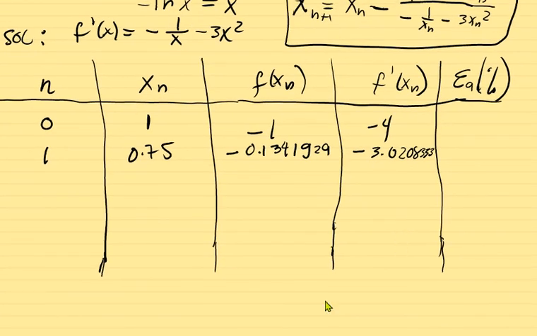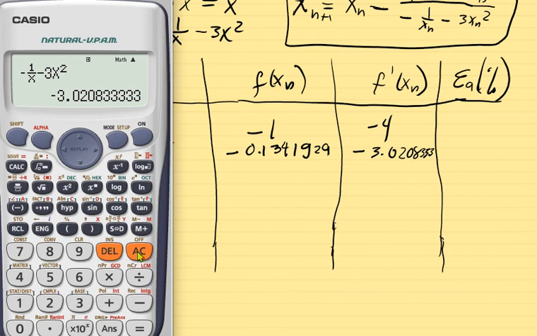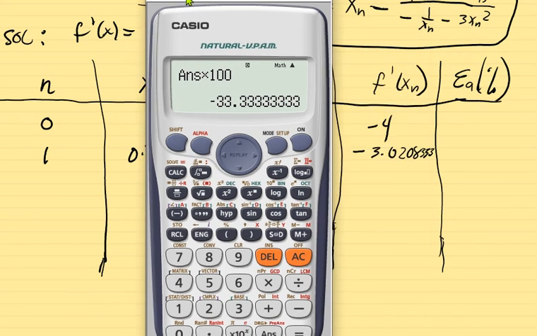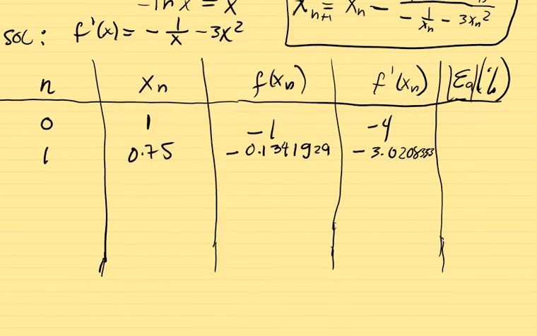Then we can solve for the approximate error. Alpha x, negative, 0.75 minus 1 divided by 0.75. So absolute value times 100. So this is our approximate error, 33.33, absolute value, which is 33%. Next, number 2.